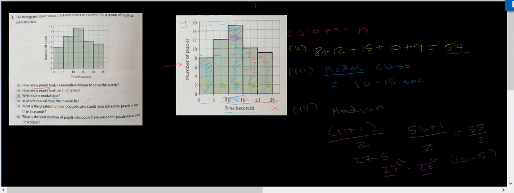And then the next one, let's have a look. What is the greatest number of pupils who could have solved the puzzle in less than 8 seconds? So the greatest number of students that could solve the puzzle in less than 8 seconds. This is 0 to 5 seconds, and then this is 5 to 10 seconds. So you're going to include all this group, because they've done it between 0 and 5 seconds, and then you're going to include all this group as well, between 5 and 10 seconds.